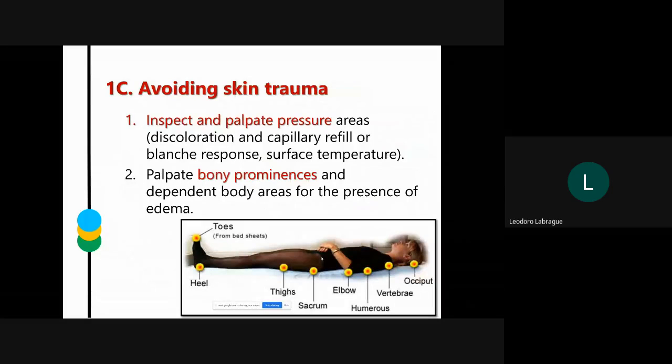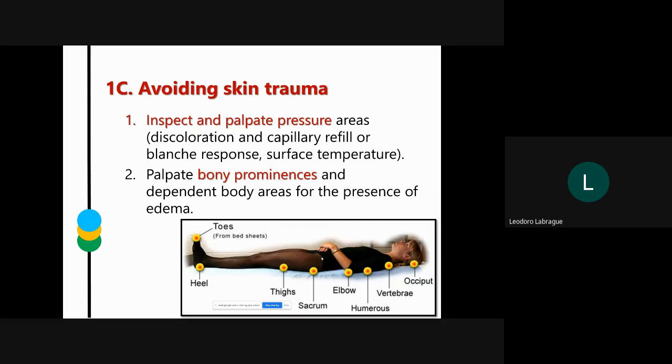Okay. Another is avoiding skin trauma. If your patient is bedridden, immobile, or unconscious, you need to check and inspect the pressure points. As we have mentioned earlier, the pressure points are the areas of the body that are prone to pressure ulcers. So what do you do? You need to inspect and palpate. Try to check for circulation. Try to check if you have observed some discoloration. Try to check capillary refill, meaning the circulation in the area. You need to check for the blanch response.